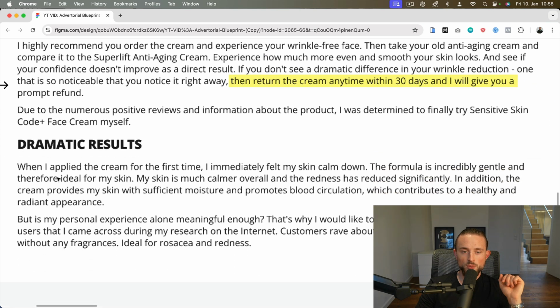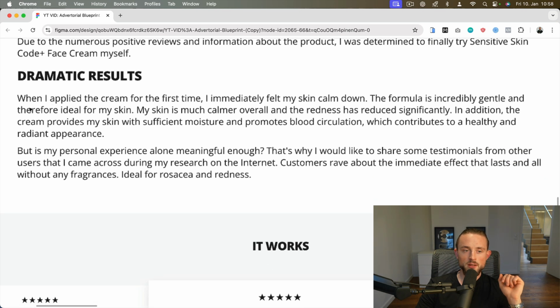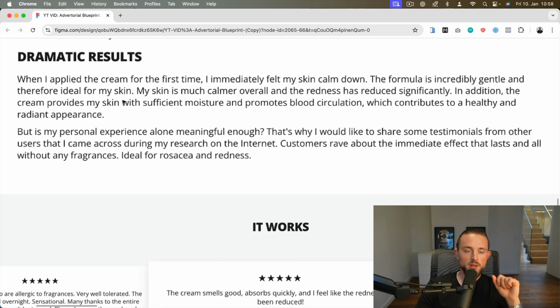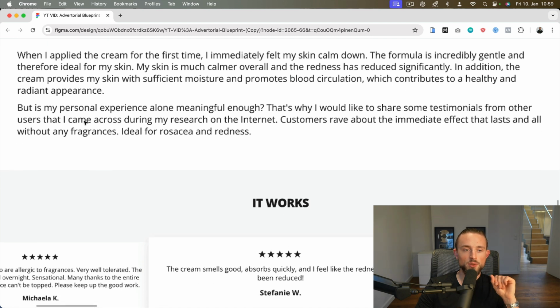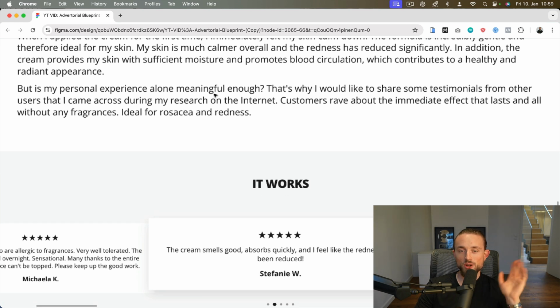Due to the numerous positive reviews and information about the product, I was determined to finally try this myself. So here we say dramatic results. When I applied the cream for the first time, I immediately felt my skin calm down. The formula is incredibly gentle and therefore ideal for my skin. My skin is much calmer overall and the redness has reduced significantly. In addition, the cream provides my skin with sufficient moisture and promotes blood circulation, which contributes to a healthy and radiant appearance. But is my personal experience alone meaningful enough?